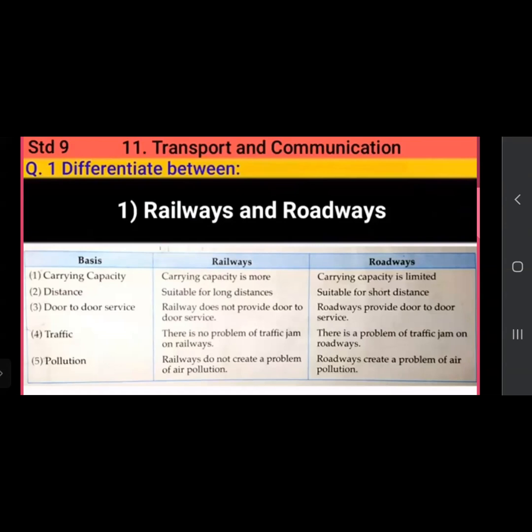Railways do not provide door-to-door services, whereas roadways provide door-to-door services. There is no problem of traffic jam on railways, but there is a problem of traffic jam on roadways. Railways do not create a problem of air pollution, but roadways do, because of the fuels used by the vehicles, which lead to pollution.